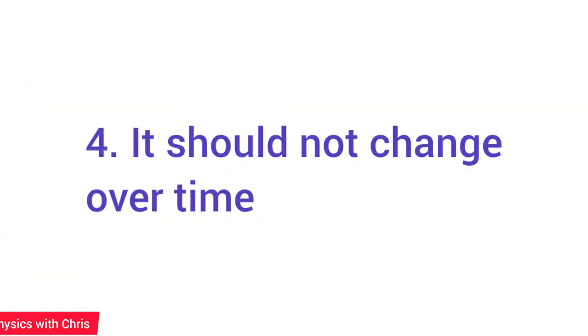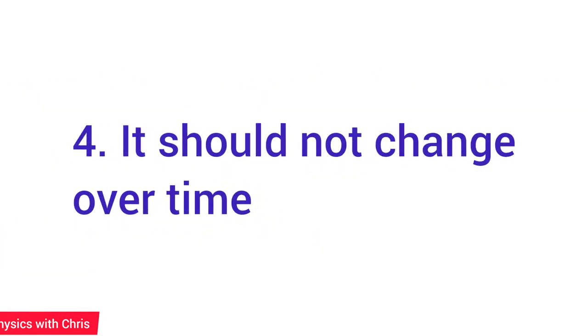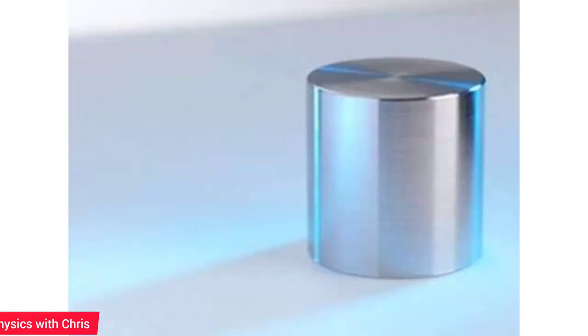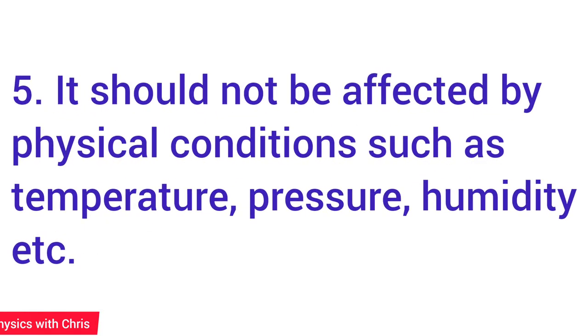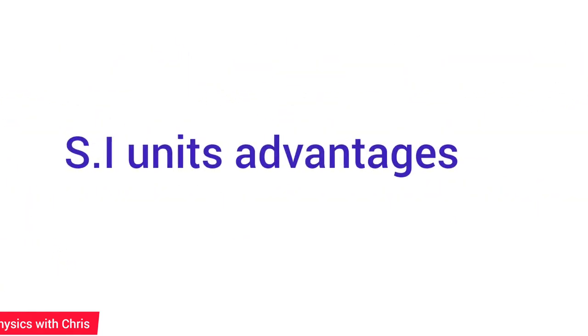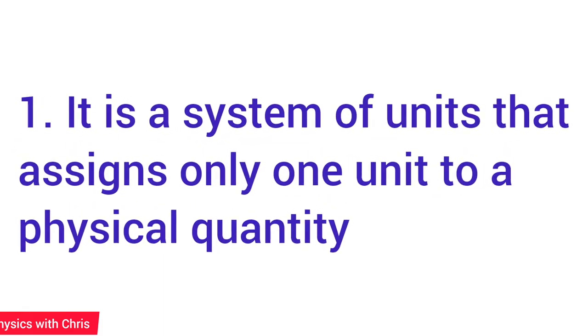Now, the units also should not change over time. Whatever has been used as a measure of 1 kilogram should remain constant. The material that is used to gauge 1 kilogram should remain the same for as long as we want. And it should not be affected by physical conditions like temperature, pressure, humidity, and so on and so forth. Now, let me quickly give you some advantages of SI units. SI units are a system of units that assigns only one unit to a particular quantity. For example, the joule is the unit of all forms of energy.